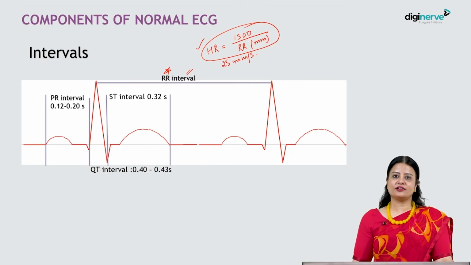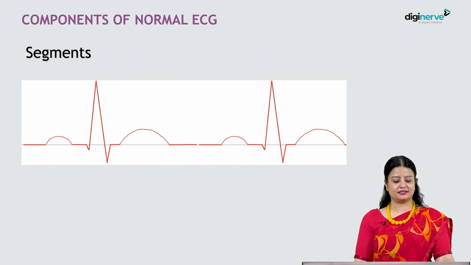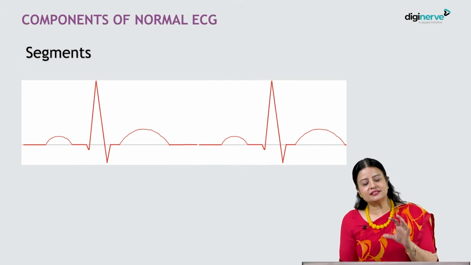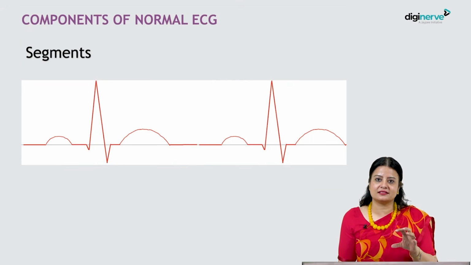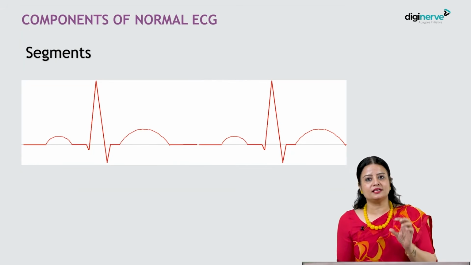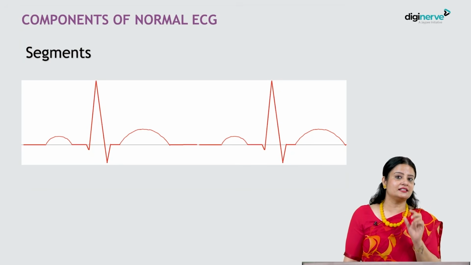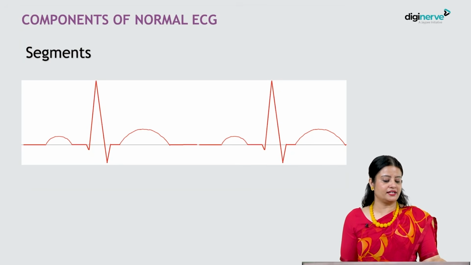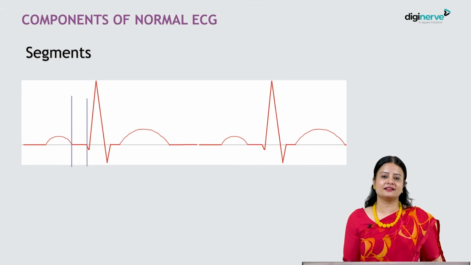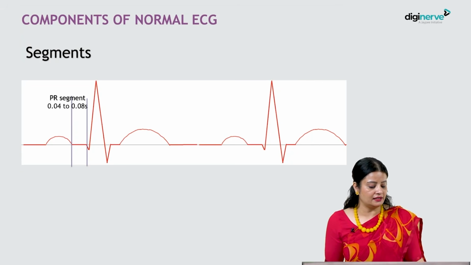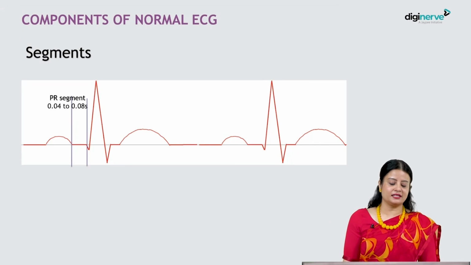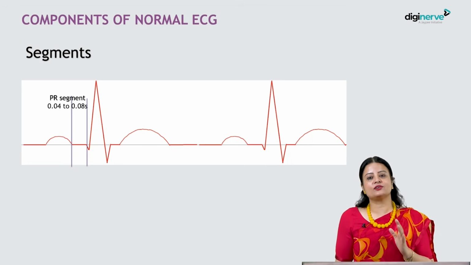The next component of the ECG is the segments. Now, the difference between intervals and segments is that in segments, we just take into account the isoelectric lines. We do not include the waves in it, whereas in the intervals, we had been including the waves. The various segments are PQ segment or PR segment, we can call it anything. The duration of PR segment is 0.04 to 0.08 seconds. It purely denotes the time of conduction from SA node to AV node.